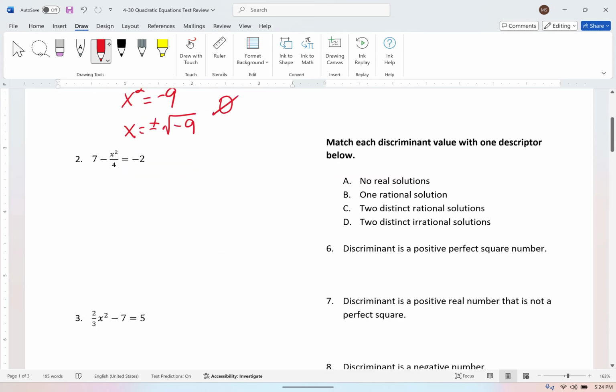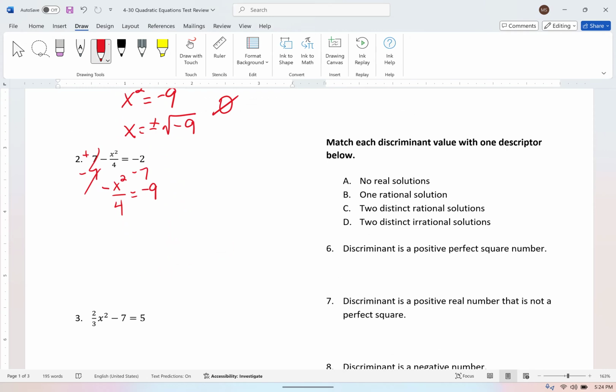All right, let's take a look at number 2. Now we're going to get rid of the 7 first. Remember, even though you see a minus sign, there's a plus in front of the 7. So we would subtract the 7. Be very careful here. We have a negative in front of that x squared over 4. Negative 2 minus 7 is negative 9.